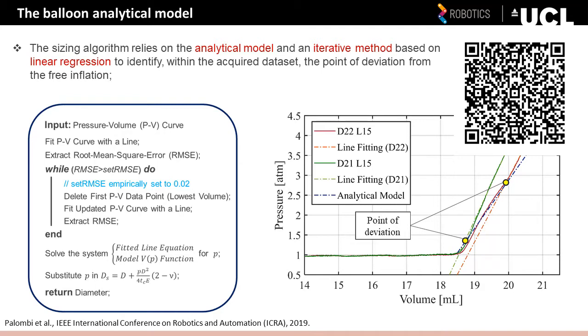The algorithm relies on the described analytical model and an iterative method based on linear regression to identify, within the acquired dataset, the point at which the pressure volume curve deviates from the model. The corresponding pressure values are then used in combination with the analytical model to determine the diameter of the balloon, which is assumed to be equal to the diameter of the phantom at that point. Therefore, sizing is performed indirectly.